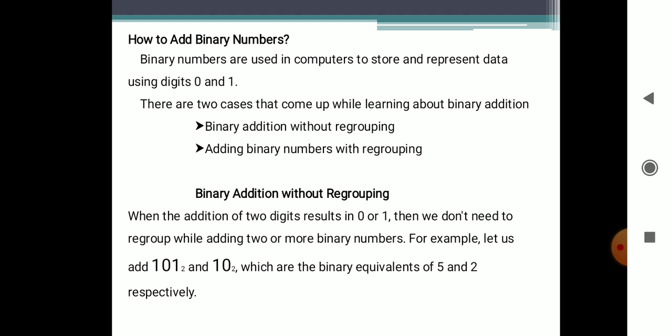Let's see an example of that. Binary addition without regrouping. When the addition of two digits results in 0 or 1, we don't need to regroup while adding two or more binary numbers. There is no need for regrouping. For example, here we are going to add 101 base 2 with 10 base 2. These are the binary equivalents of 5 and 2 respectively.